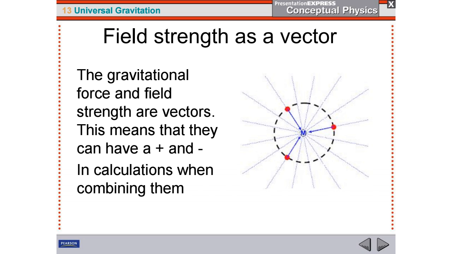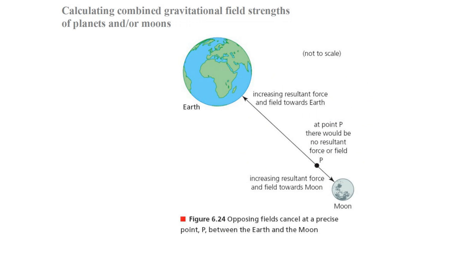Both the gravitational force and the field strength are vectors, which means that they can be positive and negative when you are doing calculations that combine more than one of those forces. So let's consider the following situation where we have two masses. We have the Earth, which is a large mass, and the Moon, which is a smaller mass.